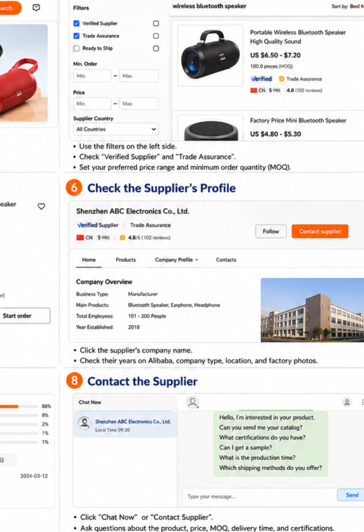So looking at this particular one, the supplier we narrow onto is Shenzhen ABC Electronic Company Limited. Most of the time when it is a company limited, it's good. And it is a verified supplier, and it also uses trade assurance. And you could see there are 102 reviews. So you open the reviews and you check what kind of reviews you are looking for.